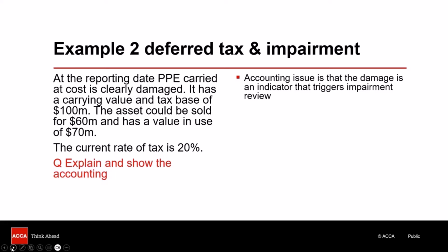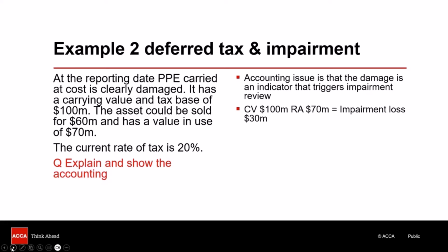So an asset is impaired when the carrying value exceeds the recoverable amount. And that's the case here because 100 is both bigger than 60 and 70. And the recoverable amount is the higher of what you could sell it for, the fair value less cost to sell, and the value in use. So I think we've got here an impairment loss of 30.